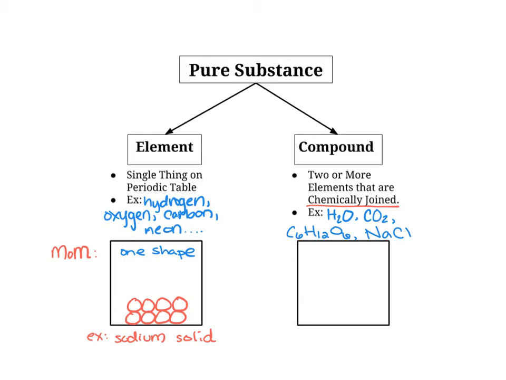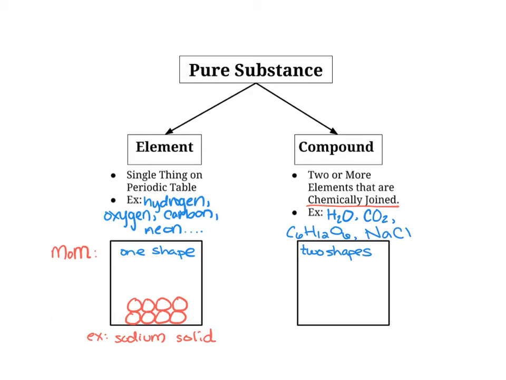But if you have a sample of salt, for example, NaCl, it's going to be NaCl all the way throughout, which is what still makes it a pure substance, but now it's a compound because it's two or more elements. So again, going back to these MOM diagrams, now because we have two or more things, we're going to draw two shapes.